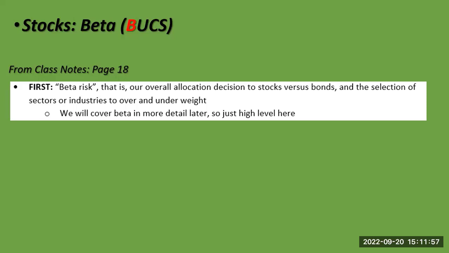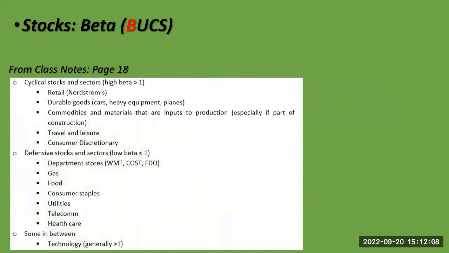The second thing you can do with beta is what industries are you going to be in? There are high beta sectors and there are low beta sectors. So here are the words you want to use: cyclical and defensive. Cyclical stocks are high beta, defensive stocks are low beta. You probably have heard these terms before. You probably talk about high beta and low beta in 3013.